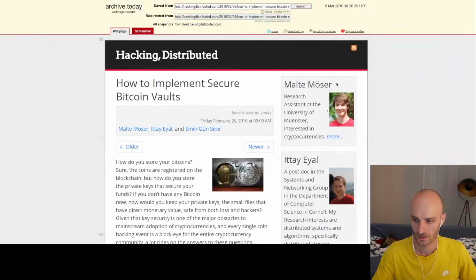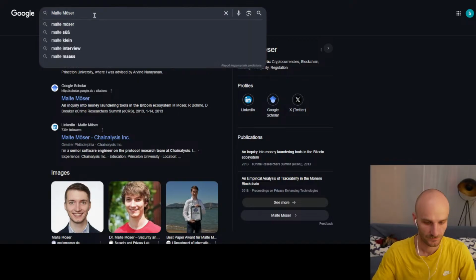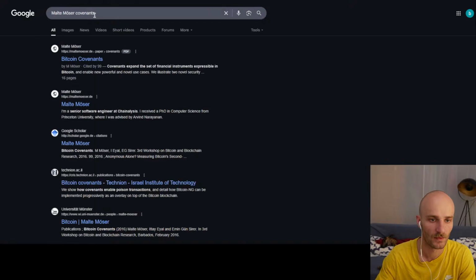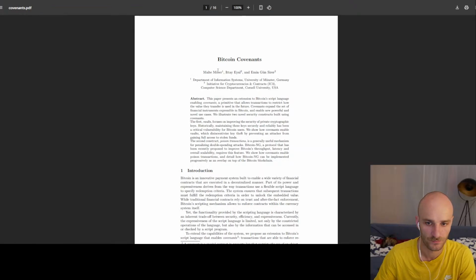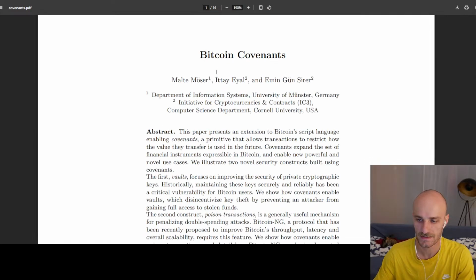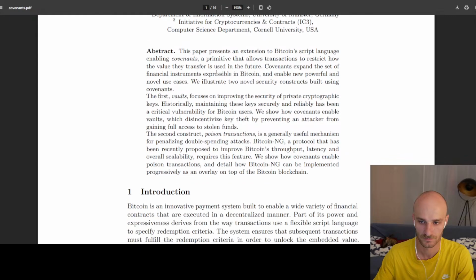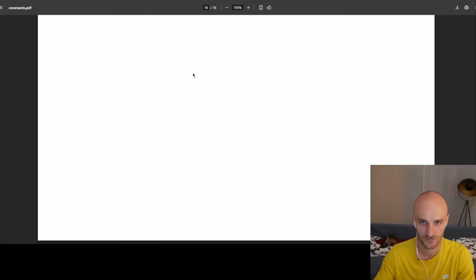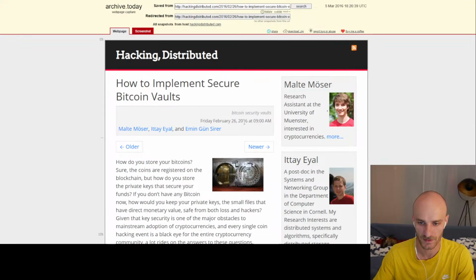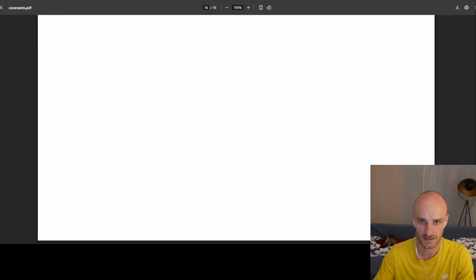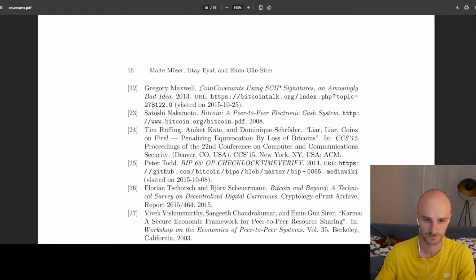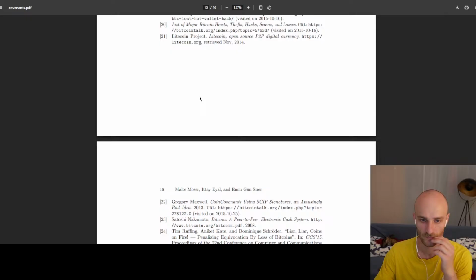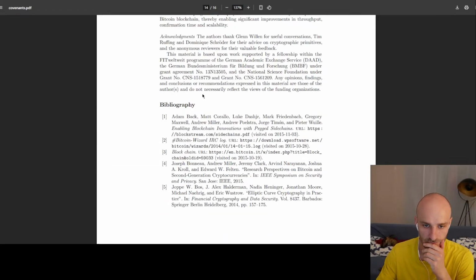Okay, so Malte Möser. Okay, so this is the paper. Let's see, it's a 16 pages paper. This has been published in 2016. Interesting. So I think I will read this.